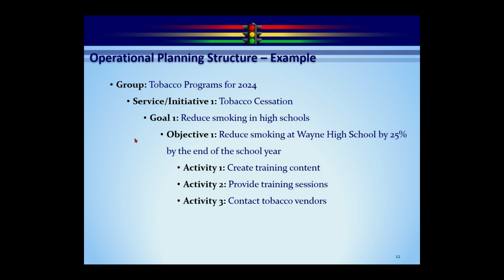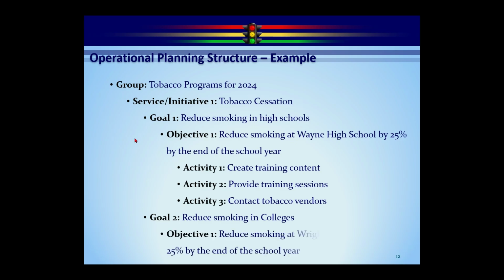So in this case, we have reduce smoking in high schools. The next goal might be reduce smoking in colleges. And then underneath that, we're going to build a similar plan. So our objective in this case will be reduce smoking at good old Wright State University by 25% by the end of the school year. And then we're probably going to have a similar set of activities that'll get us there. So this is the operational plan for tobacco cessation.